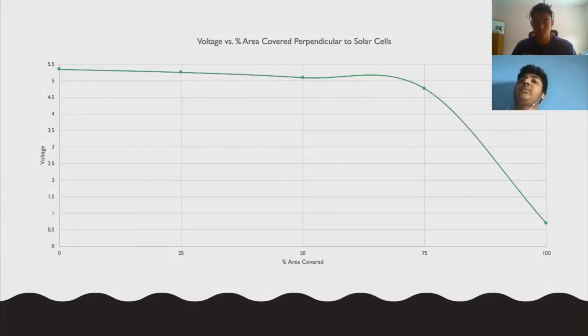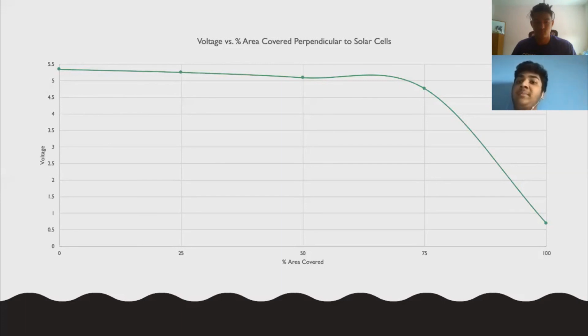We measured the voltage and graphed it versus the area covered. As you can see, the general trend here is the voltage remains the same for most of the time until it's almost completely covered, and then it starts to drop. There's a little bit of error in this. It doesn't completely drop to 0. This is probably because we had some light leakage when we covered it, so there was probably some light seeping through and we were getting some voltage.